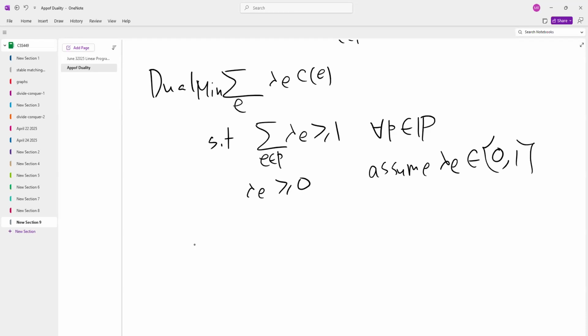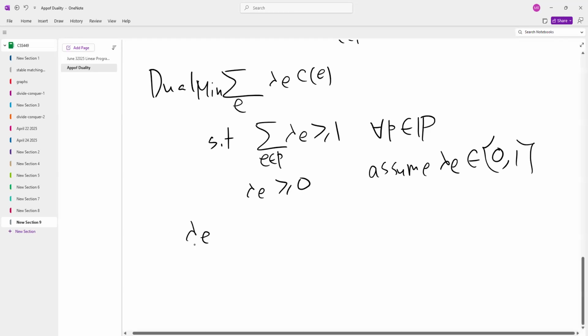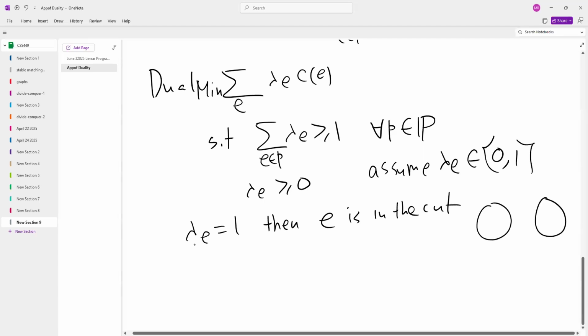So basically, I'm going to say that if lambda of E equals 1, then E is in the cut. What I'm trying to do is solve the cut problem. What does the cut look like? If S is here and T is here, it's all the edges that pass through the S component and the T component.